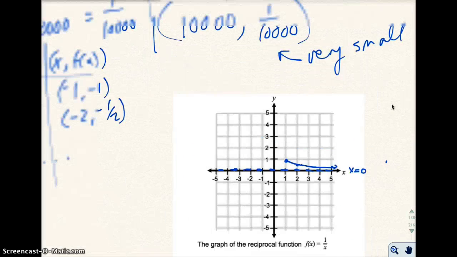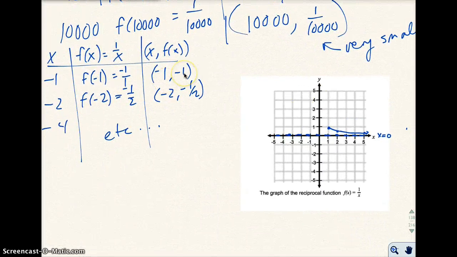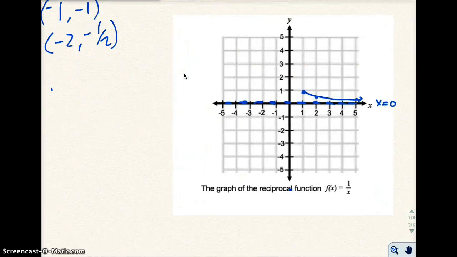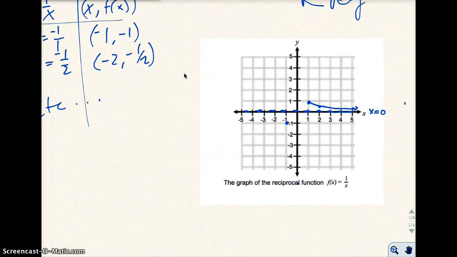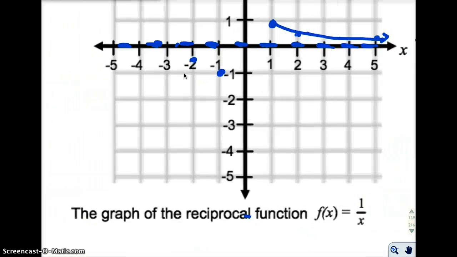And then let's go ahead and look at what we have over here. On this side, I have -1, -1, so it's going to be this right here. And I have -2 and then a -1/2 right there. And if we continue that on, we would have -5, -1/5, and that would be right there.